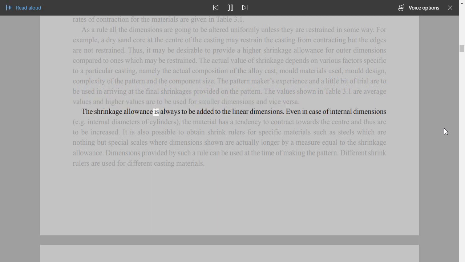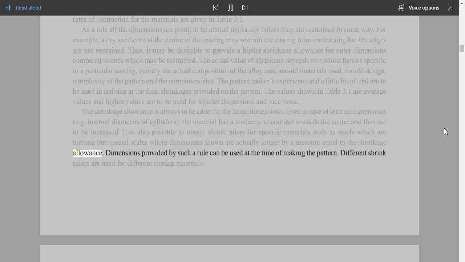The shrinkage allowance is always to be added to the linear dimensions. Even in case of internal dimensions, e.g. internal diameters of cylinders, the material has a tendency to contract towards the center, and thus these are to be increased. It is also possible to obtain shrink rulers for specific materials, such as steels, which are nothing but special scales where dimensions shown are actually longer by a measure equal to the shrinkage allowance. Dimensions provided by such a rule can be used at the time of making the pattern. Different shrink rulers are used for different casting materials.